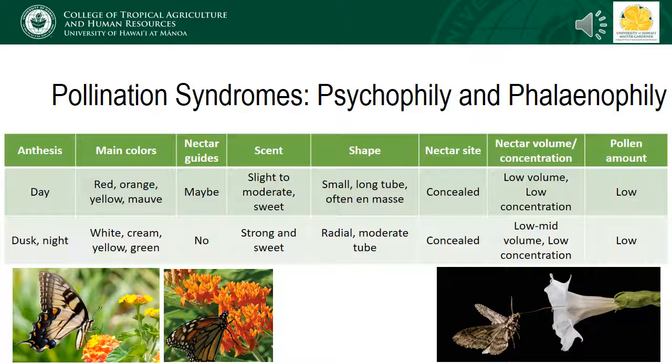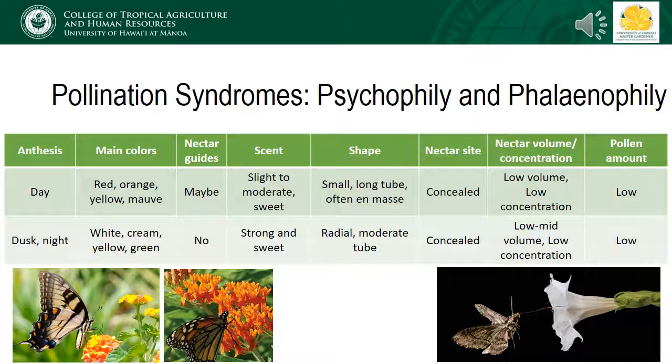Psychophily and phalaenophily refer to pollination syndromes of butterflies and moths. Butterfly flowers bloom during the day, falling in the red, orange, yellow, and mauve part of the color spectrum. They may have nectar guides, depending on whether the plant also wants bees to visit the flowers, and they have a moderate sweet aroma. Because butterflies have long coiled tongues, the flowers they feed on must be small with a long tube, which conceals the nectaries. Small amounts of dilute nectar are produced, and these flowers have low pollen rewards.